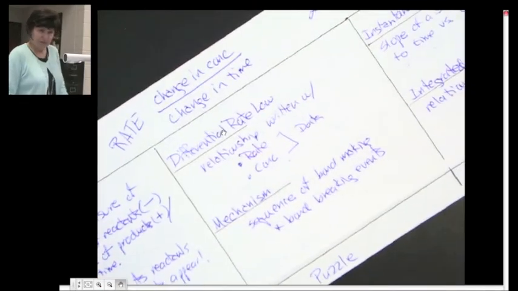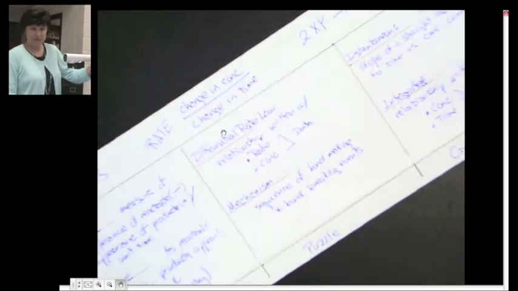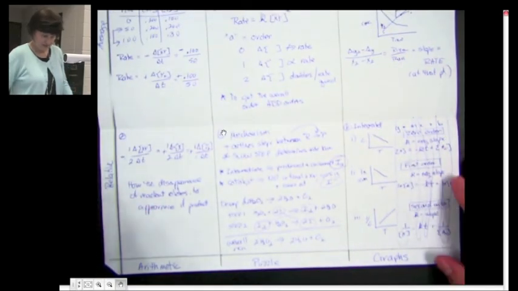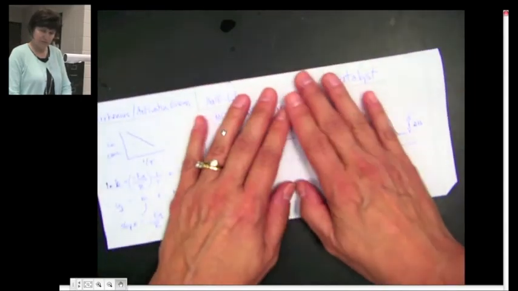All right, I hope this will be a helpful instrument for your review for the AP exam. It kind of categorizes kinetics and talks about all the different ways that you can problem solve with kinetics, plus gives you a little bit of review on some of the things that are connected to kinetics.